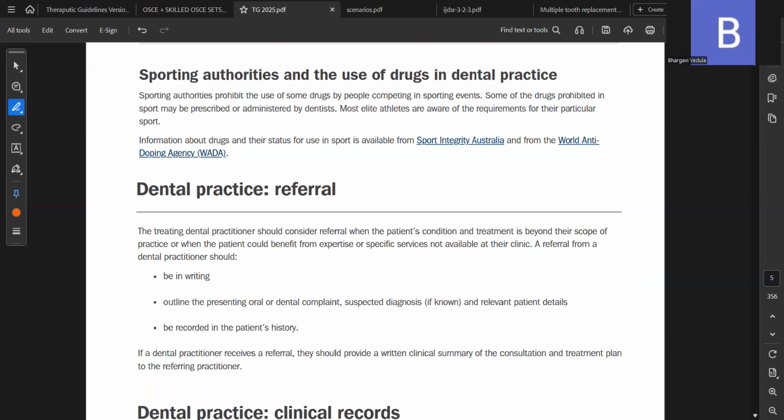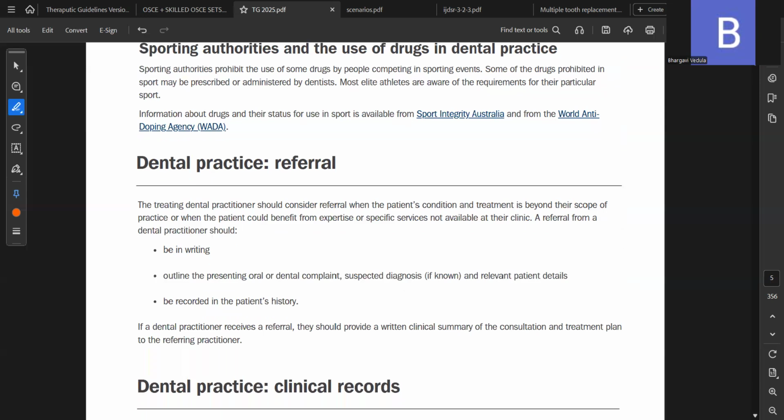And next is referral. So this is again very important. Another thing, we should know when to defer the treatment and when to refer the treatment and when we should take up the patient. The treating dental practitioner should consider referral when the patient's condition and treatment is beyond their scope of practice. Like they are not used to treat that kind of cases.